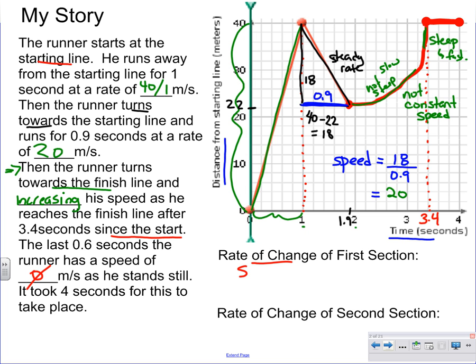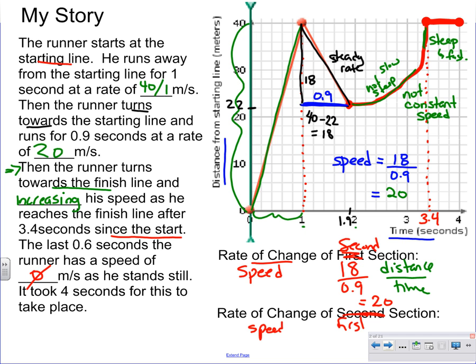So the rate of change, or the speed, of the first section was 18 over 0.9. That is his distance compared to how much time it took. And so that's equal to 20. And the rate of change, or the speed, for the second section, oh, what have we got there? Oh, I'm sorry, I've done those backwards. So this is for the second section. And the first section then, we traveled 40 meters over 1 minute. So his speed was 40 meters per second.